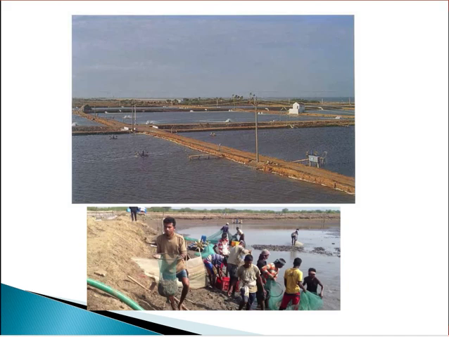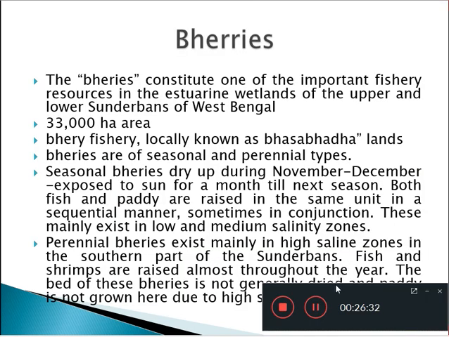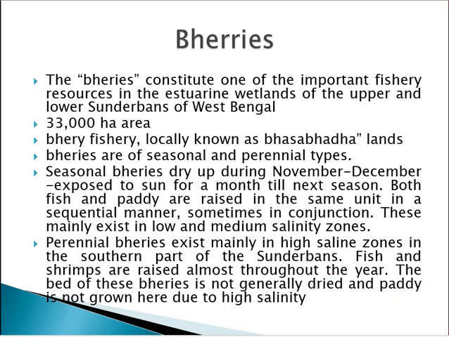The bheris constitute one of the most important fishery resources in the estuarine wetlands of the upper and lower Sundarbans of West Bengal, which covers around 33,000 hectares of area, and the bheri fishery is locally known in Bengal as Basa Banda land. The bheris are of seasonal as well as perennial type.